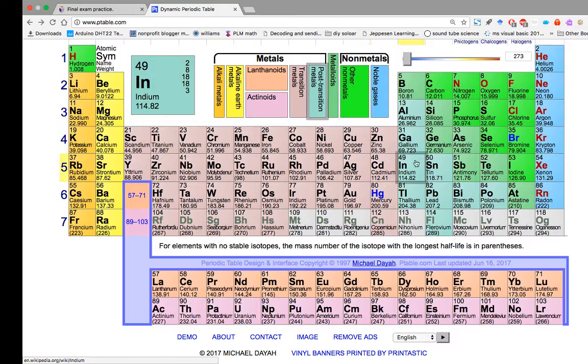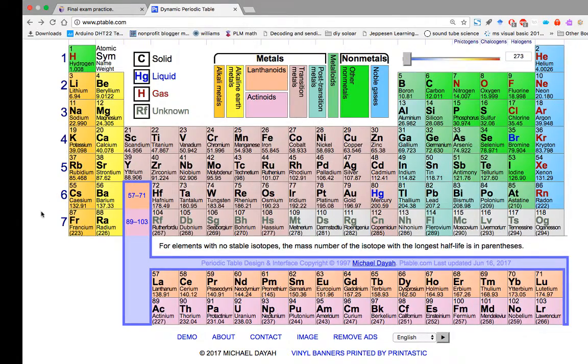Since we're on this subject, let me show you the noble gas configuration. The noble gas configuration is just a shorthand. You just say tin has all the electrons that the previous noble gas, which is krypton, has. Tin has all the electrons that krypton has, plus these other ones, right?